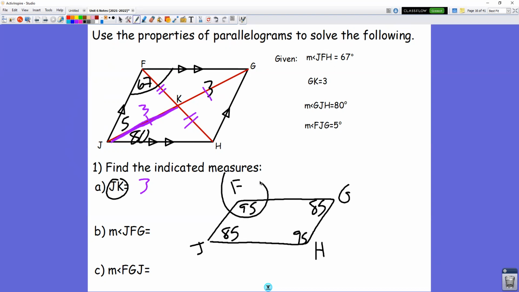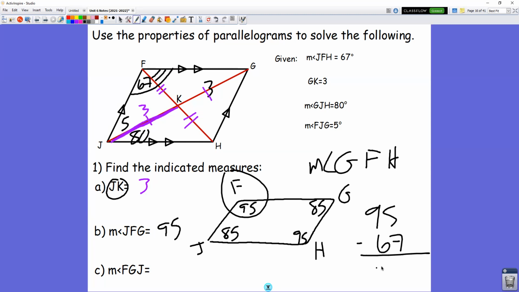JFG is the full angle at F. So this answer is 95. But let's do a what if. What if I didn't ask you for the measure of angle JFG? What if I asked you for the measure of angle GFH? That's this little double ticked angle right here. If I asked you for that angle, you would take the 95 that you know the full angle at F is, and you would subtract the 67 from that, and that would give you 28. So this angle here would be 28.